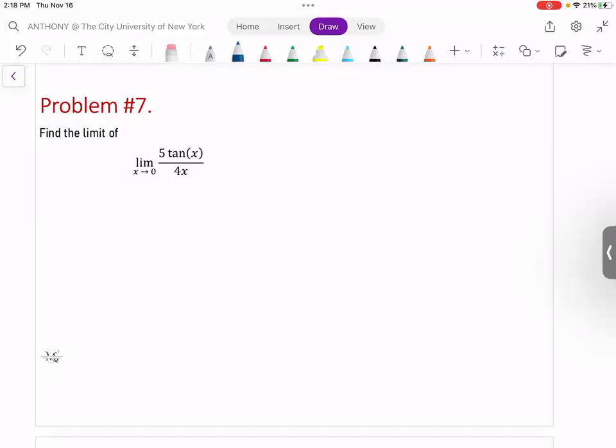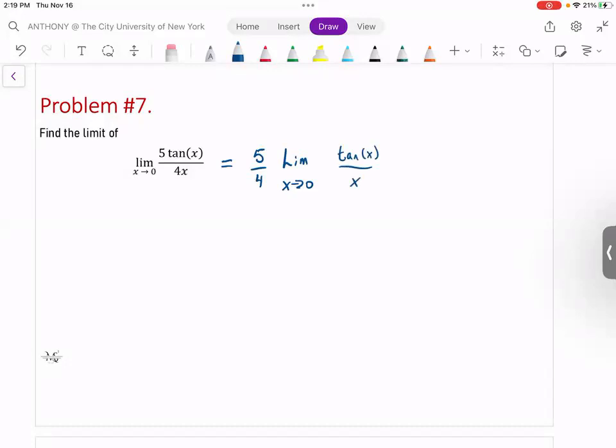Okay. So first of all, the one property of limits that I'm going to use there is the property where you can pull out constant multiples. The constant multiple that I'm pulling out is not just 5, but rather 5 over 4. So this limit is the same thing as saying 5 over 4 times the limit as x approaches 0 of tan of x over x.